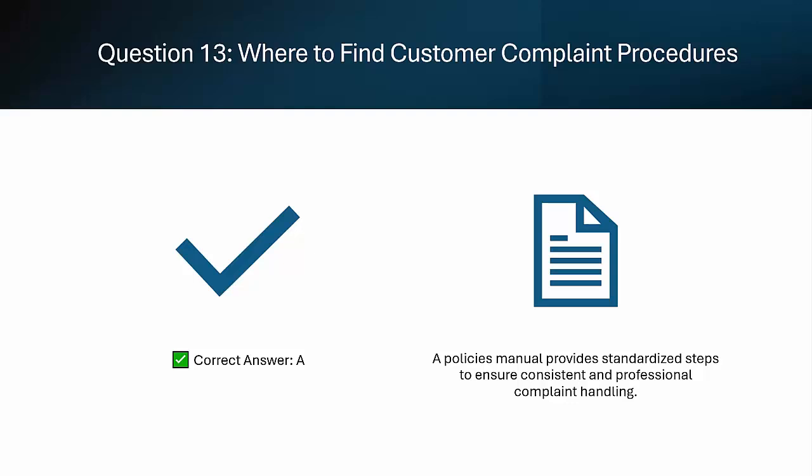Option B is incorrect. Asking a coworker might lead to inconsistent answers, and the process could vary from person to person. Option C is incorrect. Financial statements are about company finances, not daily operations. Option D is incorrect. Marketing brochures are for customers, not employees. Key takeaway: employees should always refer to the Policies and Procedures Manual for company-approved processes. This ensures consistency, quality service, and proper complaint resolution.